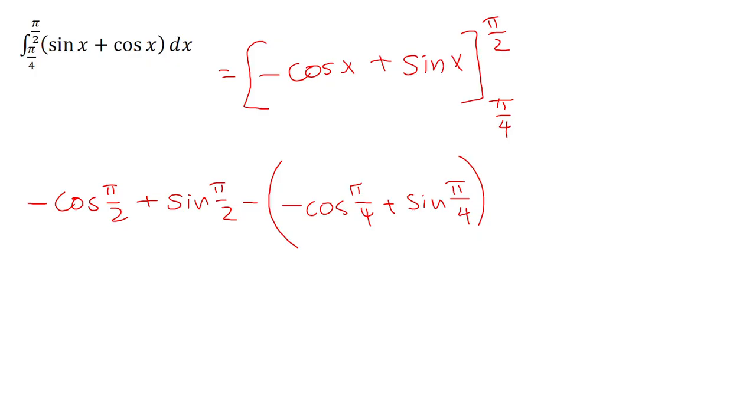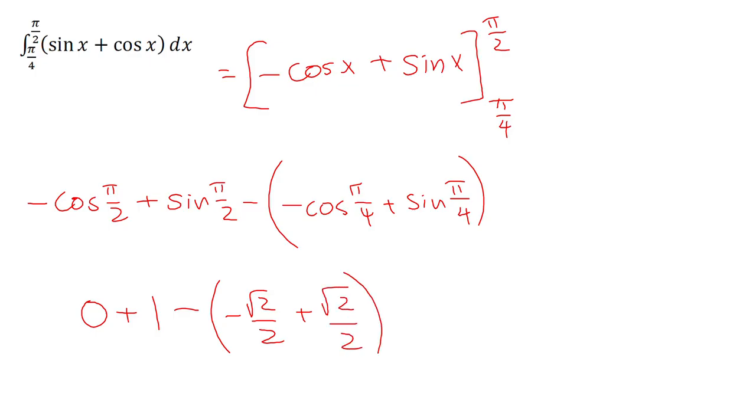And so the cosine of pi over 2 is just 0. So negative 0 is just 0. So we have 0. And then plus the sine of pi over 2 is 1. And then minus, the negative cosine of pi over 4 is negative root 2 over 2, and sine of pi over 4 is root 2 over 2. So those are going to cancel out. And we end up with just 0 plus 1 minus 0, which is just 1.